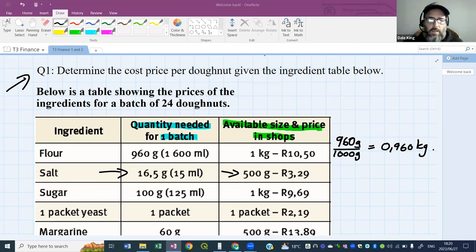Well, think about it like this. A 500 gram bag is R3.29. What portion of a 500 gram bag are we using? What math can we do to find out what part of a 500 gram bag we are using? So I need to take the 16.5 and this 500 grams and do something with it. I'm trying to work out what part or what portion of 500 grams is 16.5. What math should I do with those two numbers?